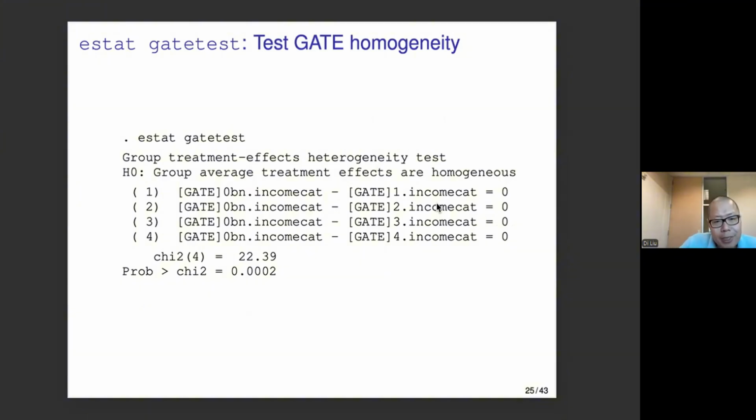And we can also test whether the group-level average training effects are heterogeneous. We test the null hypothesis that the group average training effects are homogeneous. Basically, we test whether the GATE at each income level is equal to the others. Again, we reject the null, so the training effects across groups are indeed heterogeneous.